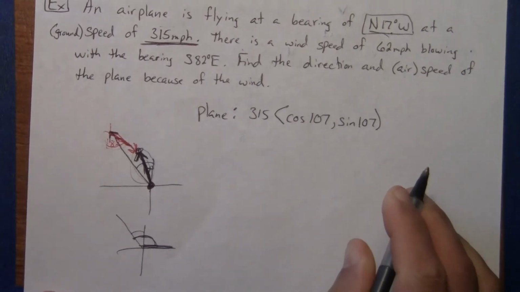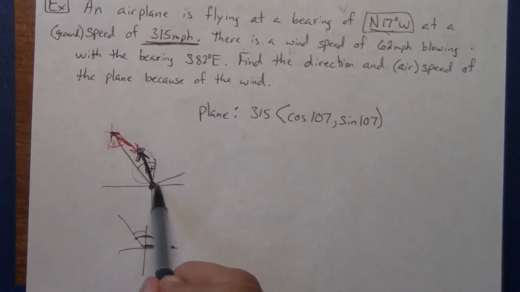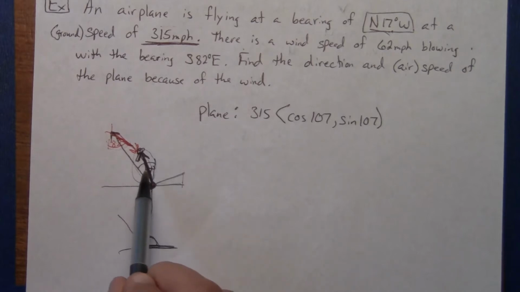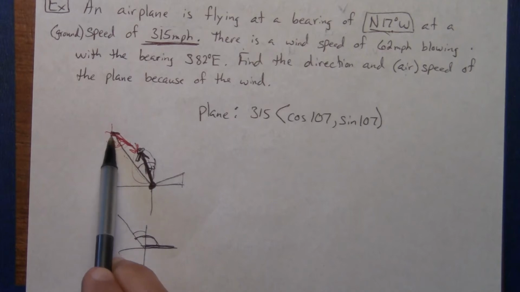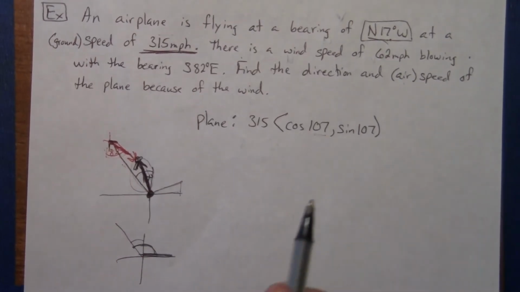If you use 17 degrees, think about that. 17 degrees would be right here. That's going to give you a positive x value, positive y value. If you look at this plane, you should have a negative x value, positive y value. So it's going to give you the wrong information. So just be very careful. That's a common mistake, is that angle.